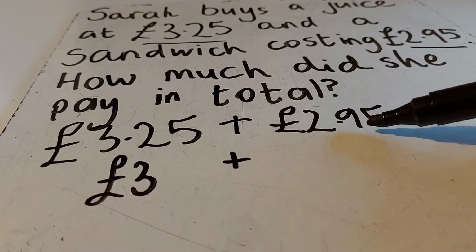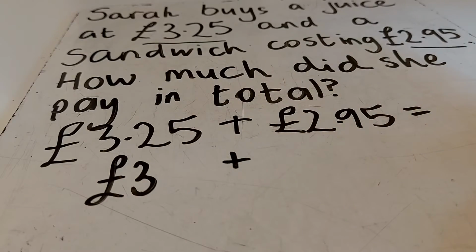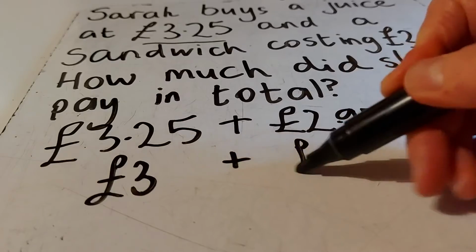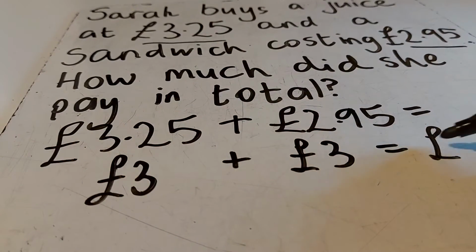£2.95, well, there's a 9 in the 10 pence column. So because that's above 5, we round up, okay? And we say that £2.95, which is somewhere between £2 and £3, is closer to £3. So we know that we are looking for an answer of approximately £6.